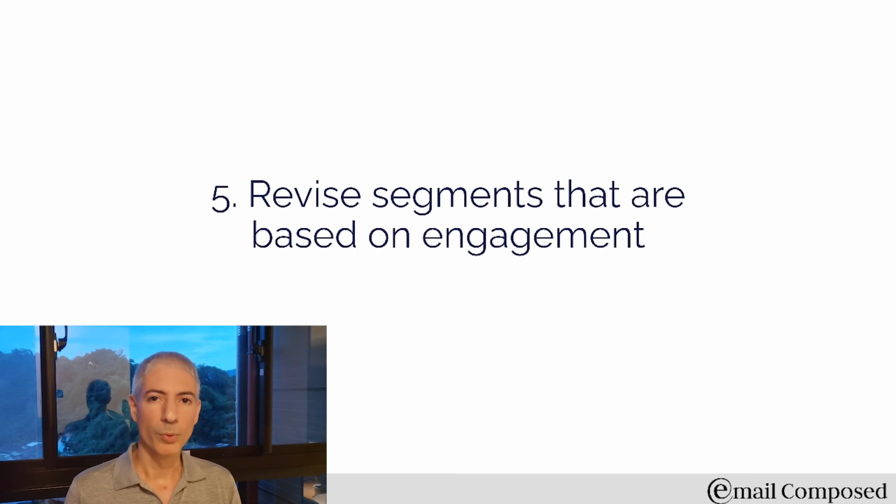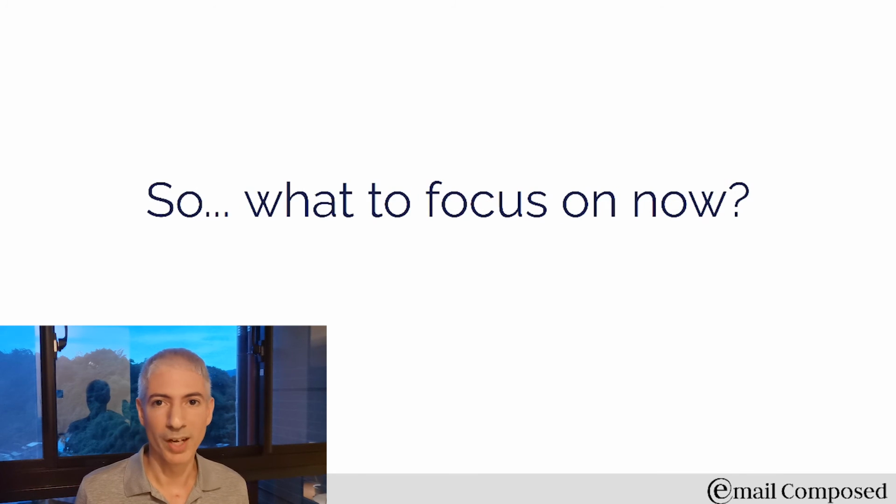And finally, when it comes to sending campaigns to your engaged audience, for example, if you typically send emails to a segment of people who engaged with your emails in the past 60 days, then this would no longer be as effective, and we'd need to look for alternative ways of ensuring that we're sending emails to engaged segments. So, what should you focus on now?